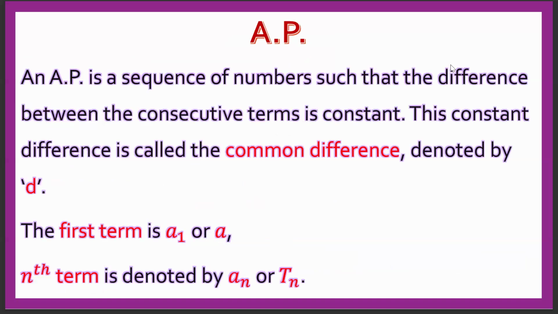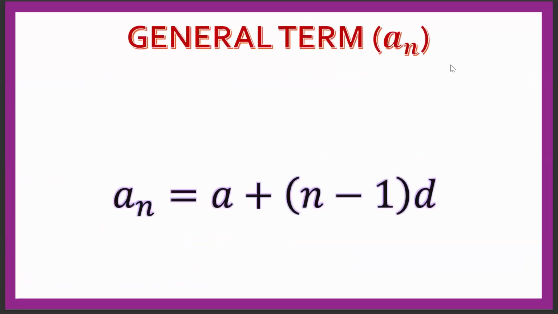Now, an AP is a sequence of numbers such that the difference between consecutive terms is constant, as already discussed. This constant difference is called the common difference, denoted by d. These are some common things given in the textbook, only I am repeating them here. The first term is a, another term is denoted by an or tn, and the general term of this AP is an equal to a plus n minus 1 into d, where n is the number of terms, a is the first term and d is the common difference.